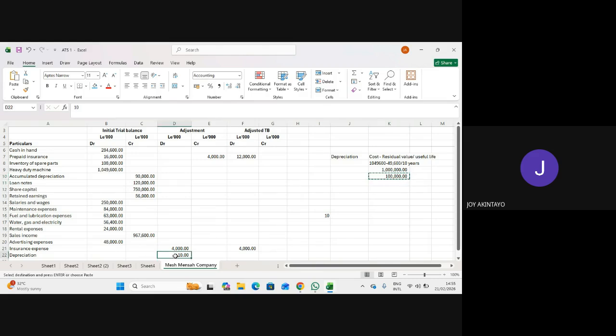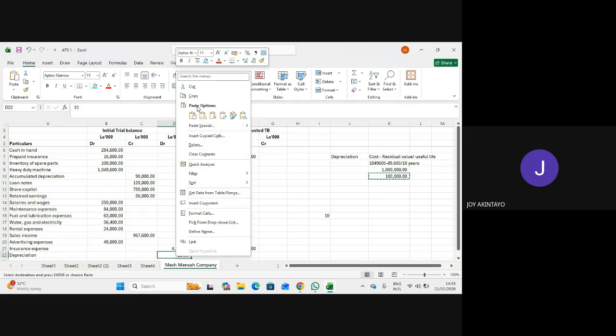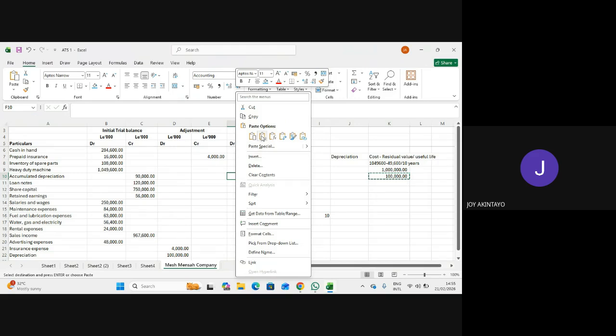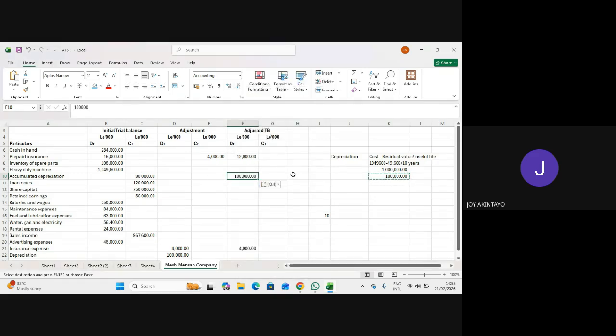So what we do is we debit here. Then our accumulated depreciation of 900,000 we bring here. We also credit this space. So the addition of these two will give us 1,000,000, so this one will give us 1,000,000 on the debit side. Do you understand?